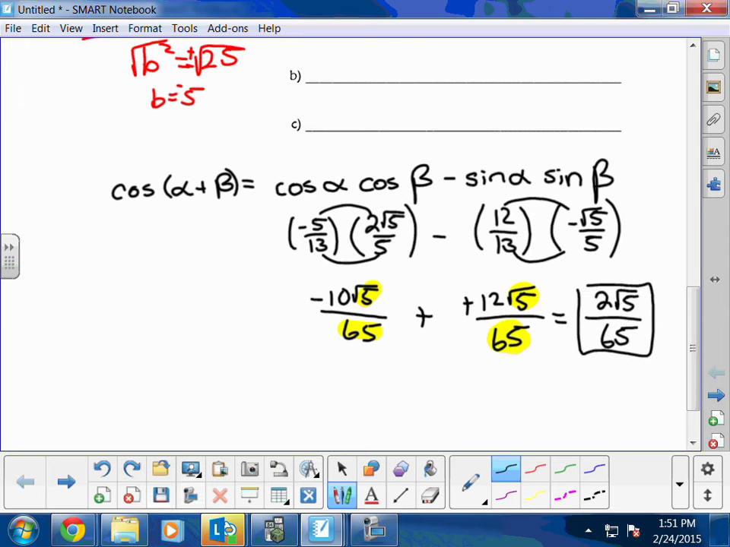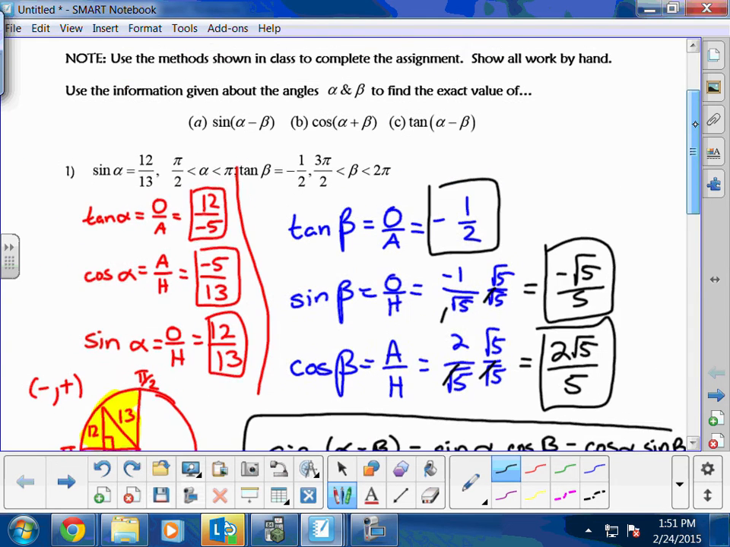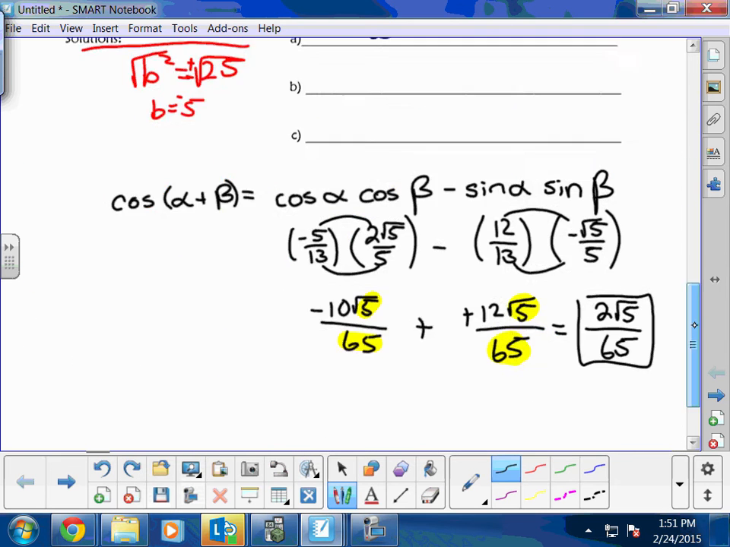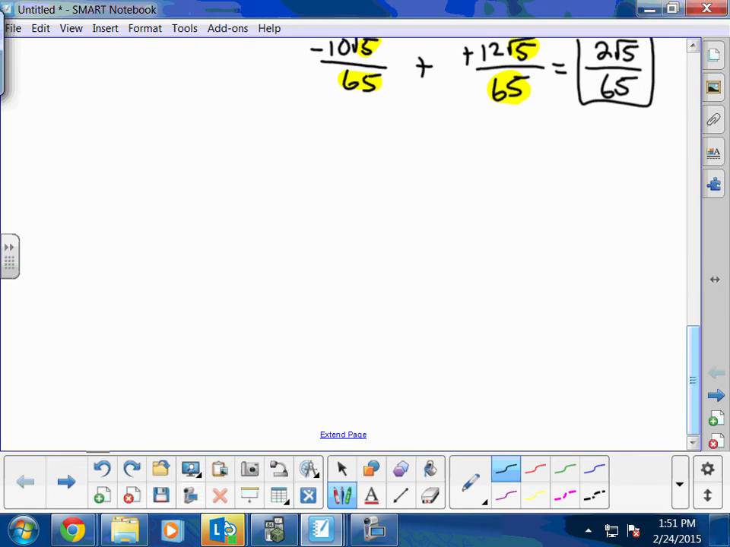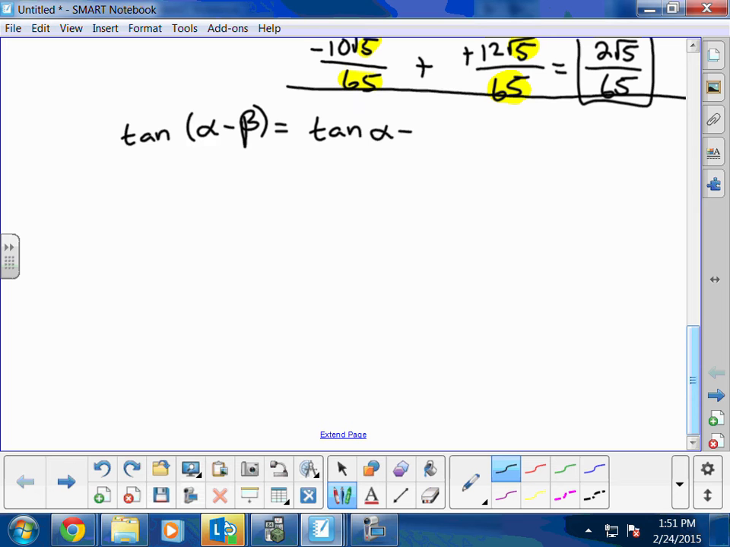Okay, very last one I have to do now is C. C is asking me for tangent alpha minus beta. So I'm going to look at tangent alpha minus beta, and I'm going to bring out the identity property by looking at the green sheet again. In this case, it's tangent alpha minus, write that down like this, tangent beta divided by 1 plus tangent alpha times tan beta.